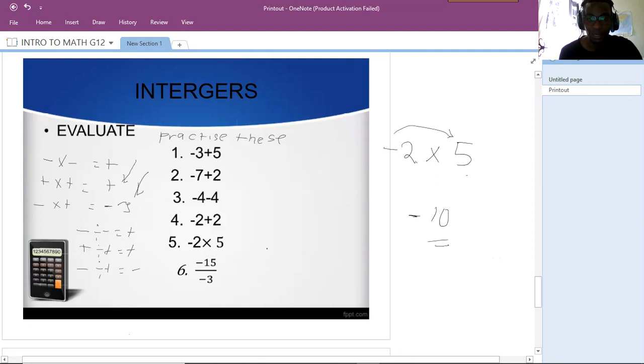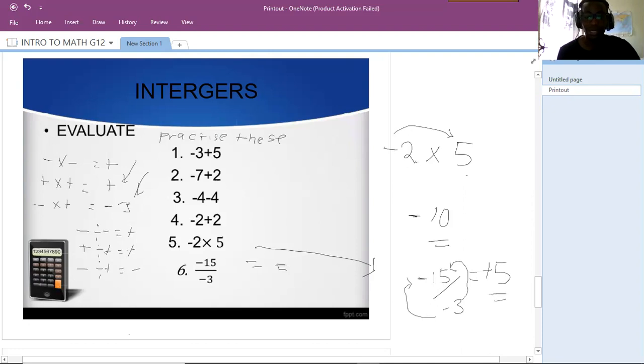We do the same thing for question 6. -15 divided by -3. We first figure out the sign of our answer. Negative divided by negative, it will be positive. Good, excellent. Then we say 15 divided by 3, it would be 5. So our answer will be positive 5. So here our answer is positive 5, and here our answer is -10.